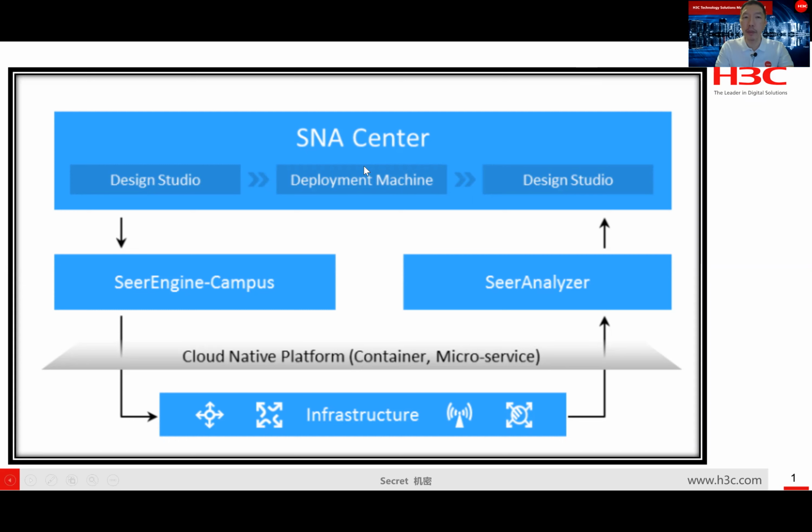So if you still remember, this is our H3C Seer Network Architecture. We have our SNA Center and our Seer Engine together with the Seer Analyzer. When we're talking about the WAN infrastructure, you can imagine the SNA Center needs to manage and control routers, firewalls, this kind of WAN-connected equipment. But when we move to the data center, what are we going to manage under the infrastructure layer?